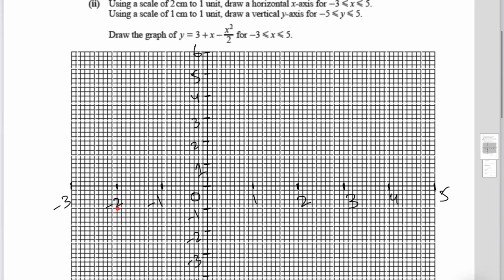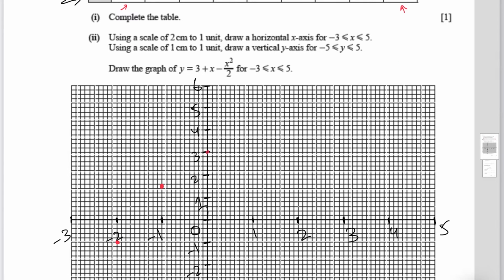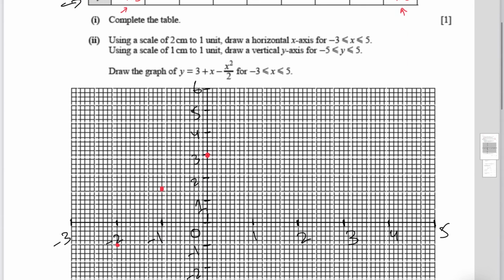Negative 1 and 1.5 is going to be over here. Okay. The next one is 0 and 3. So 0 and 3 is there. The next one is 1 and 3.5. 1 and 3.5 is going to be between 3 and 4, which is over here.